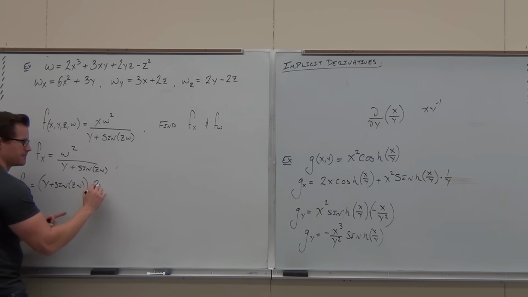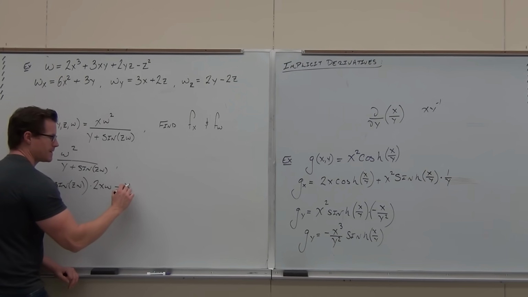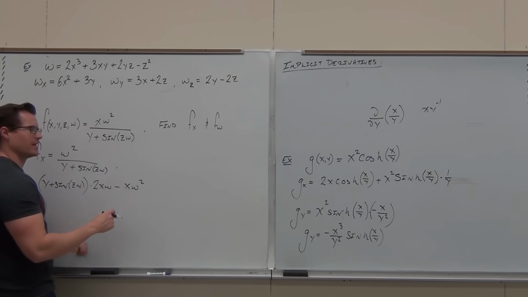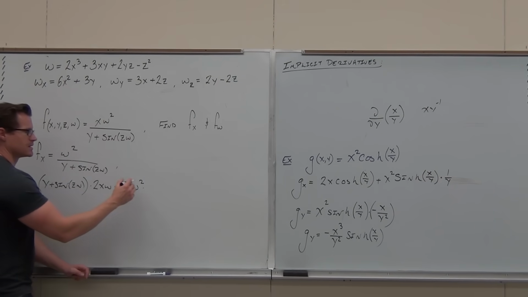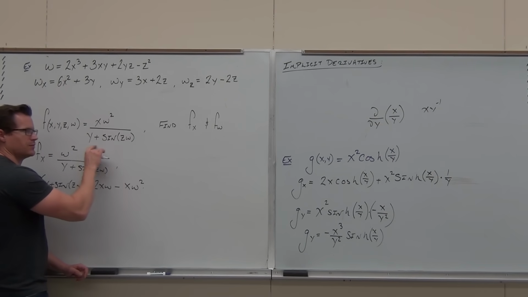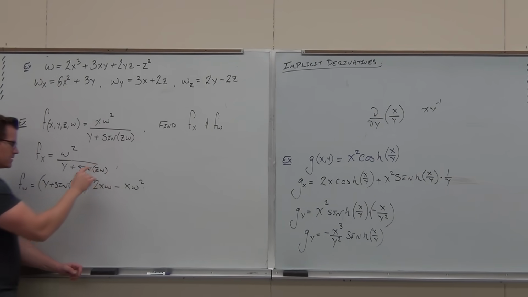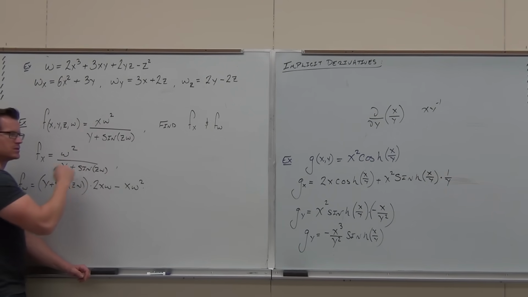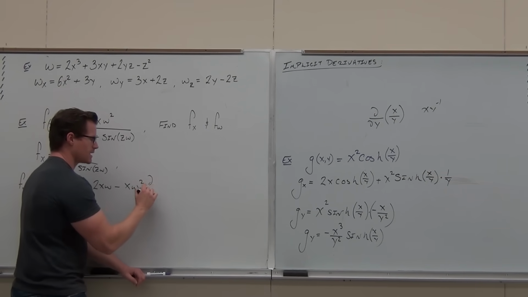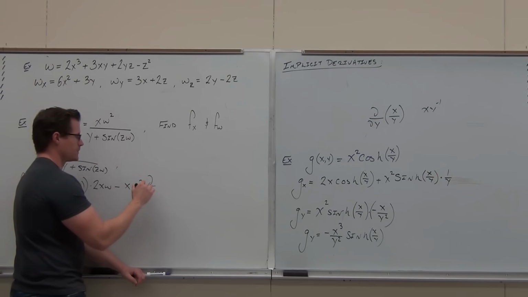Low d high minus high d low. Well, now d low. D low is the partial derivative of this with respect to what? With respect to w is what I'm talking about. It's this guy. It's that guy.